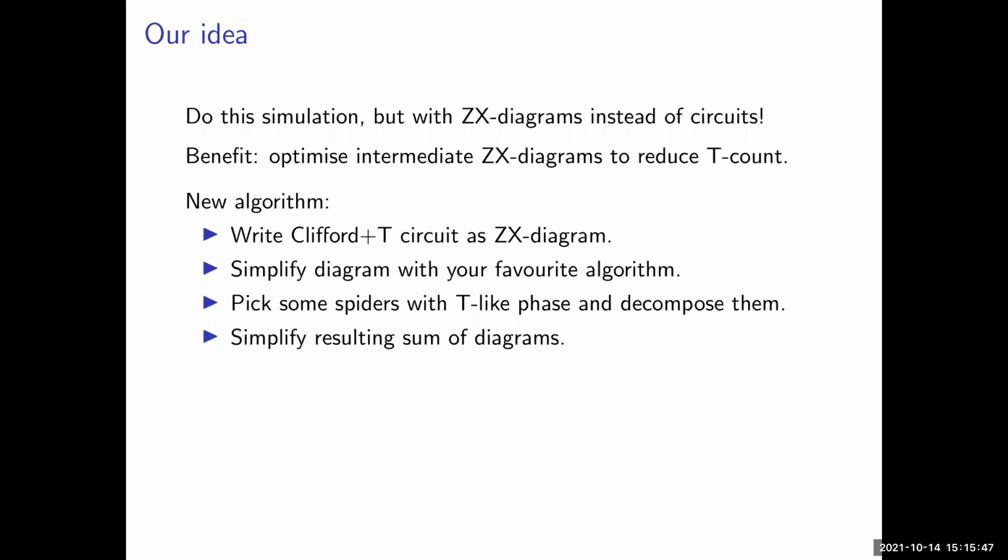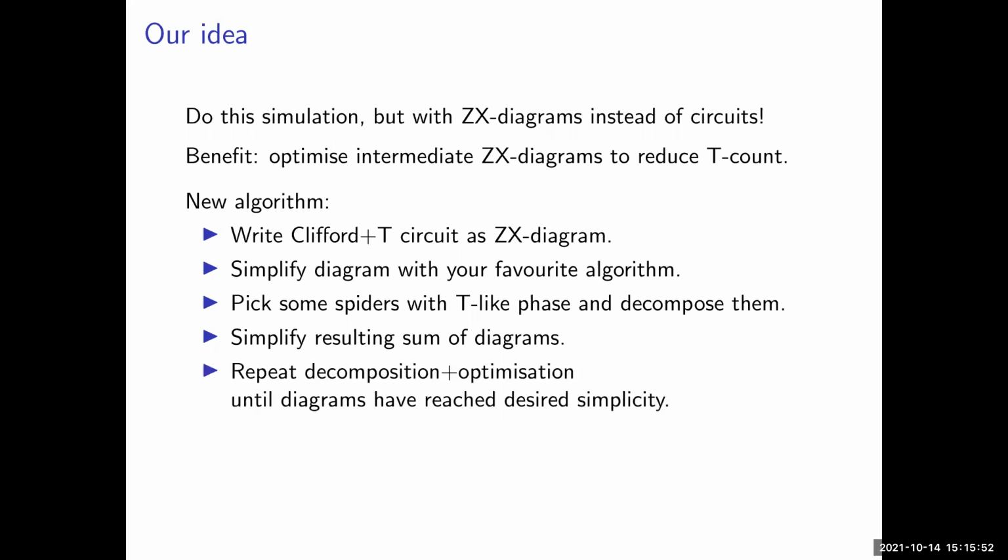And we can simplify each of these diagrams separately. And then we just repeat. We just take each of these diagrams. We again pick a couple of spiders in them. We decompose those spiders. We optimize them again. And we keep doing this until all the diagrams are simple enough that we can evaluate them directly. I describe it here as a breadth first thing, but you can also do it depth first. So you go on one branch of the diagram first, which allows you to restrict the memory usage. That's an implementation detail. And then we can just evaluate all the diagrams to get your outcome. And then you have your simulation algorithm.